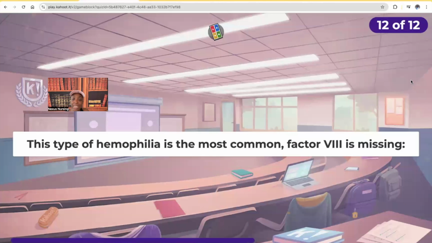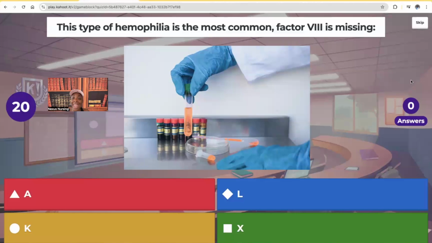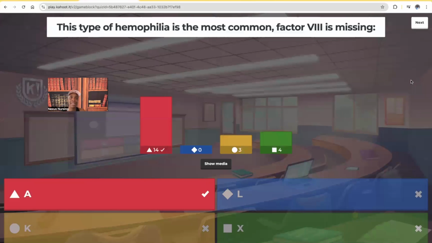This type of hemophilia is the most common, and factor VIII is what's missing. What type of hemophilia are we talking about? A, L, K, or X? Very good. It's A. All the other letters I made up, guys. So this is a recessive trait. It's passed on from the mom to the male.